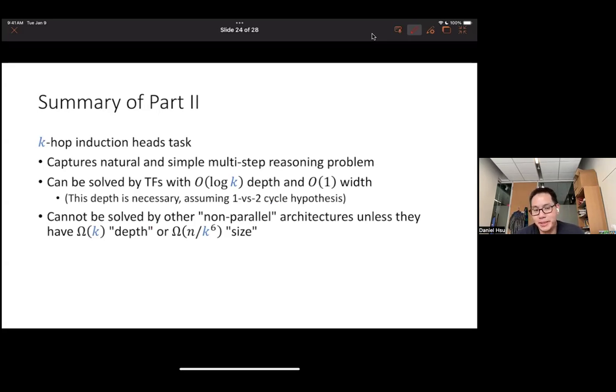And I didn't mention this before, but this kind of log k depth is actually necessary, again, conditional on that 1 versus 2 cycle hypothesis. So you shouldn't expect a constant depth solution to solve this problem unless the width is extremely large. And this problem does seem to separate transformers from these other kinds of what we're calling non-parallel architectures, unless their depth is exponentially worse than what was required with transformers, or their size is very large.